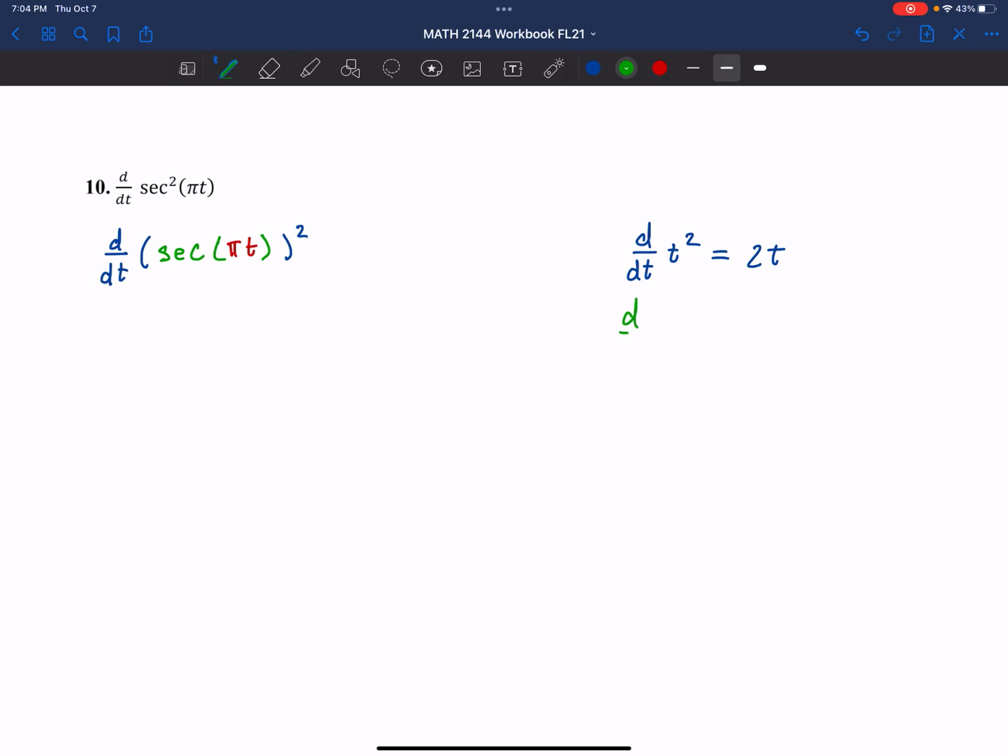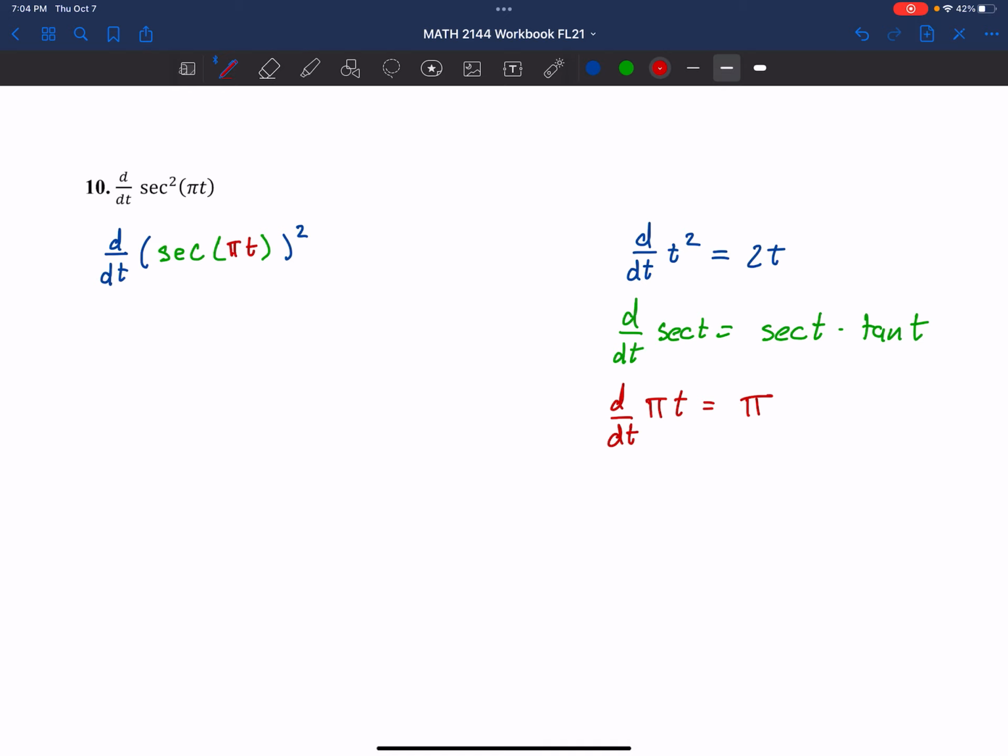The derivative of the secant function is going to be secant of x times tangent of x. And then the derivative, I should be consistent, these should be t's, not x's. I'm not switching my variable this time. So secant of t, tangent of t. And the derivative of pi t is just, again, going to be pi.